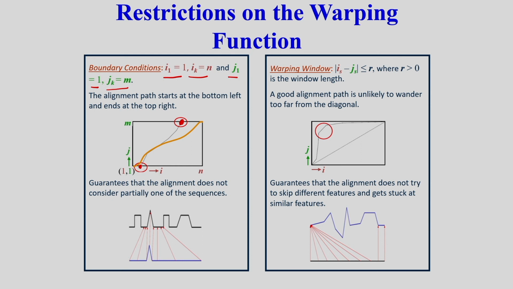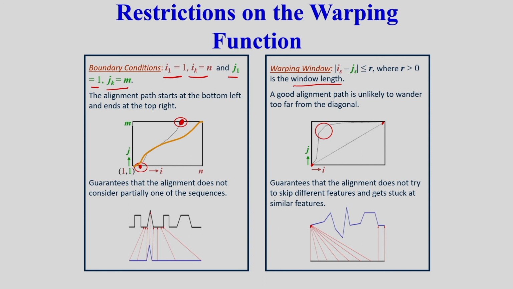So in this case I am defining the window size. So which one is the best window I am considering? I_s minus J_s should be less than or equal to R, and R should be greater than 0. So that means I am considering the window length. A good alignment path is unlikely to wander too far from the diagonal. That means the best alignment path will be very close to the diagonal. So the alignment path should be close to this diagonal.